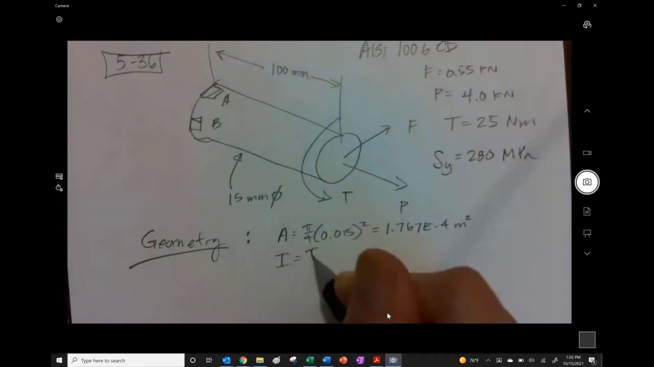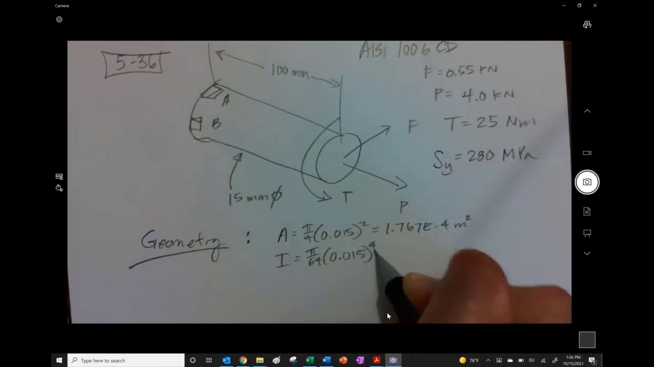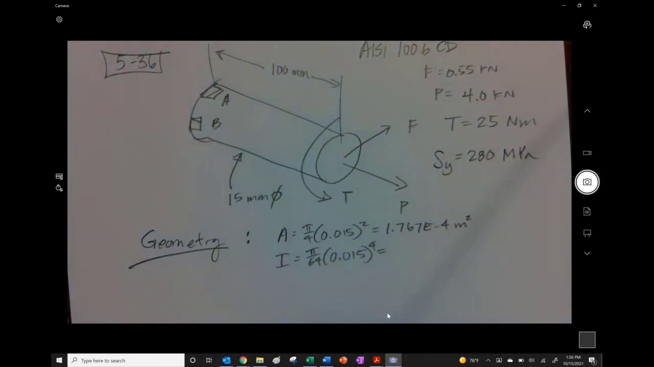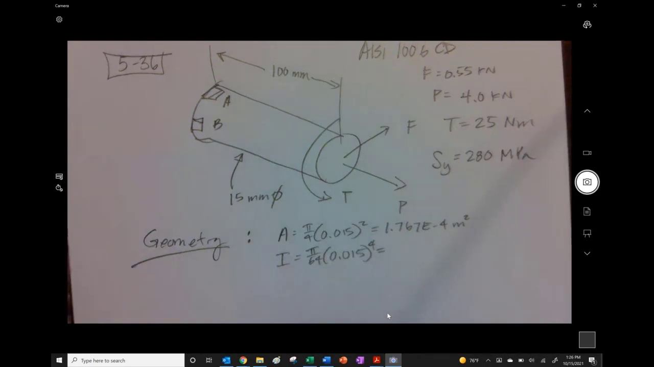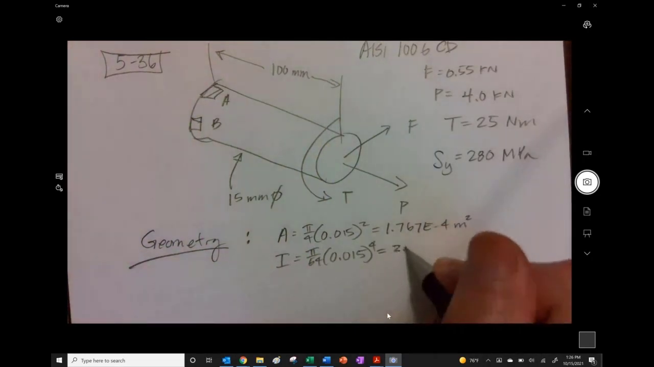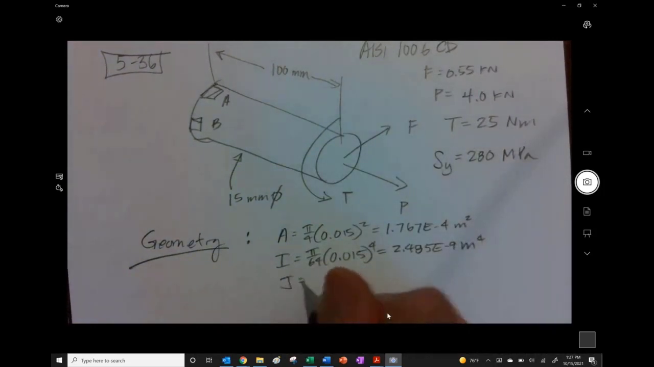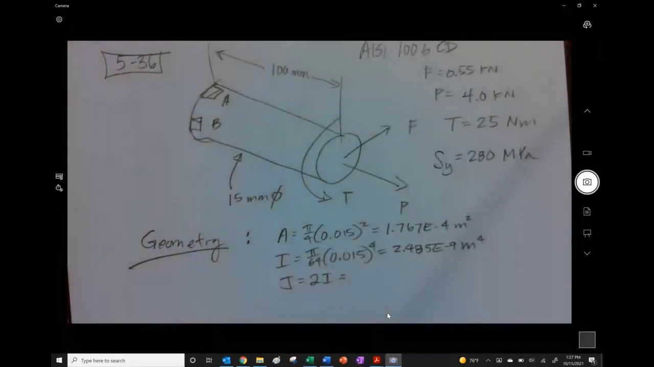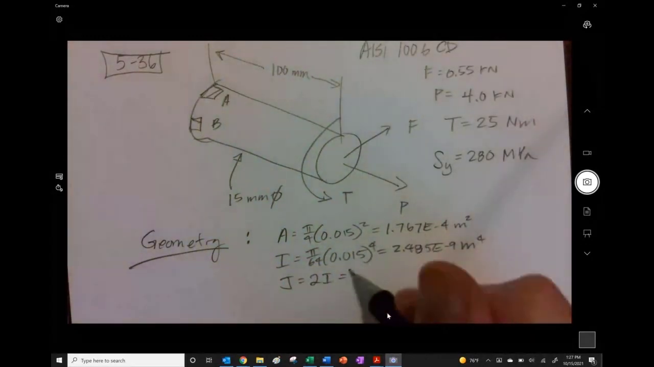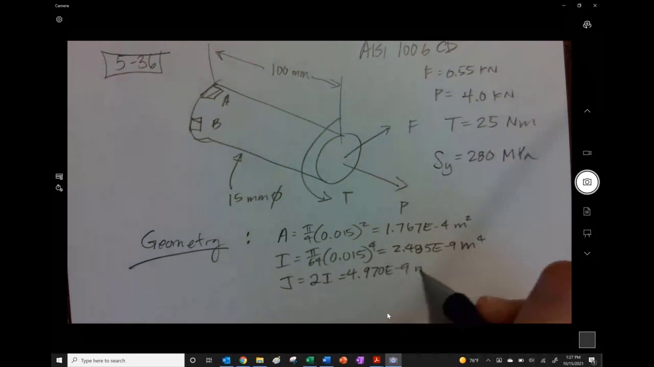And get the I, pi over 64, 0.015 raised to the 4, times pi, divided by 64, boom. 2.485 e minus 9 m fourth, and J is just going to be 2 times I. So 2 times that, we get 4.970 e minus 9 meters fourth.